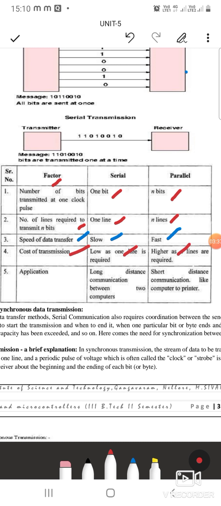And then what are the different applications where serial and parallel are used? When it comes to applications, for serial you can see long distance communications, like between two computers, you can transmit the data. For long distance communication, you can use serial communication. And when it comes to parallel communication, it's short distance communication.